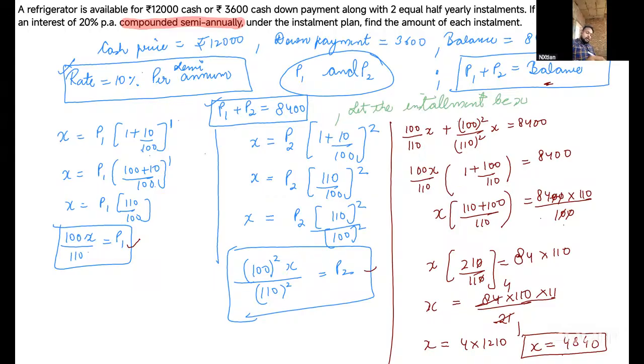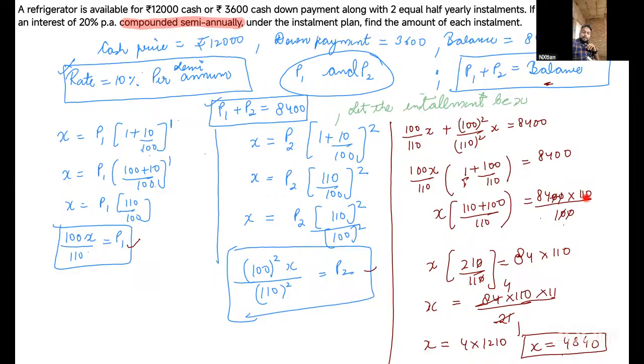The denominator is 1. I have to make the denominator 110. I have to multiply with both the numbers. So I multiply 110 here and 110 here. So it will become like this. So 110 plus 100 becomes 210 upon 110. Did you understand? Yeah.